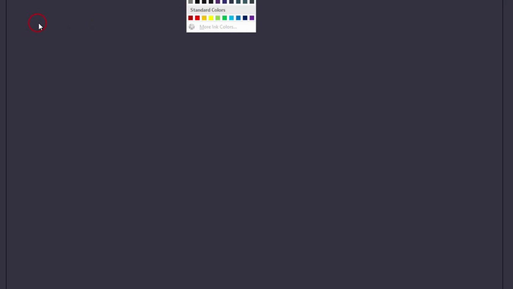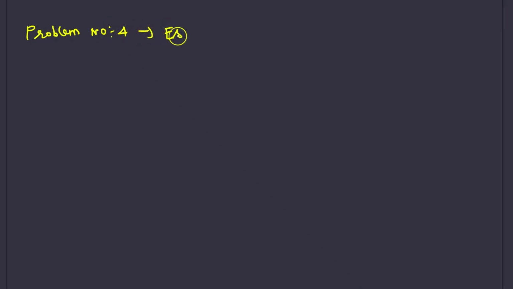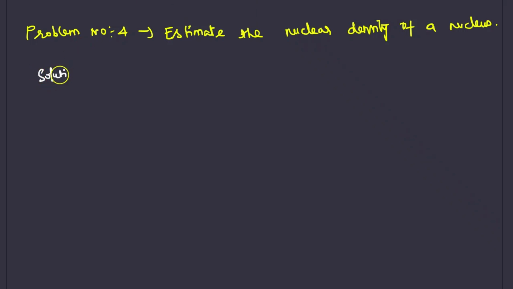Okay, so then problem 4. Problem number 4, then estimate the nuclear density of a nucleus. So then solution here, what is the question? Estimate the nuclear density, they are asking us to find.